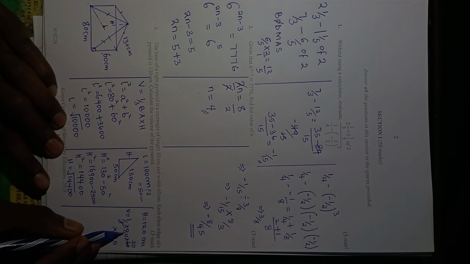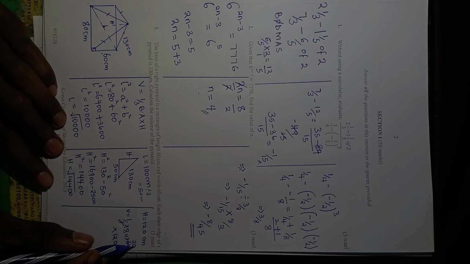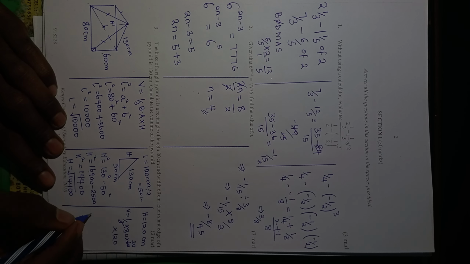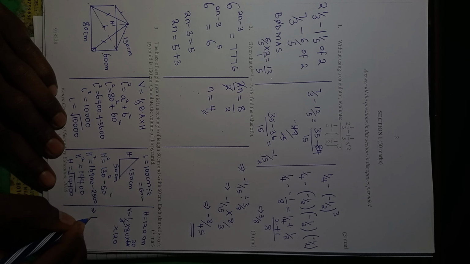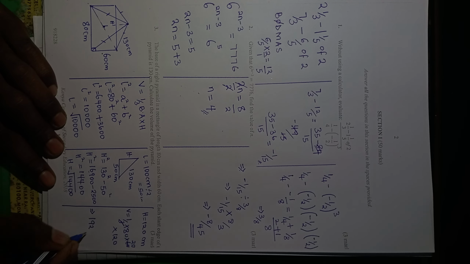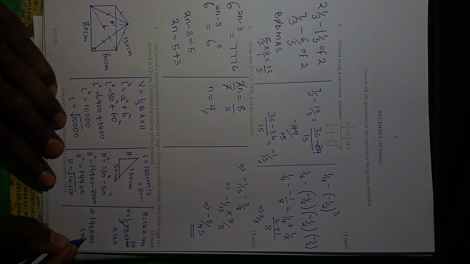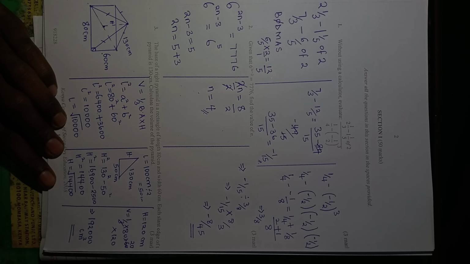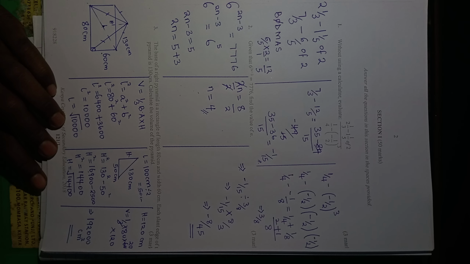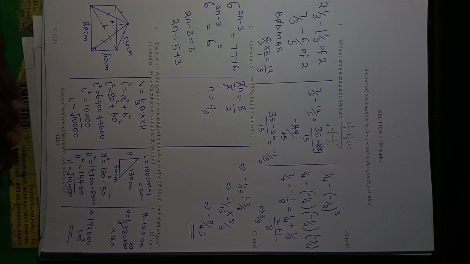So if we multiply 80 times 20 times 120, we are going to have 192 with 3 zeros cubic centimeters. This will now be the volume of that pyramid.